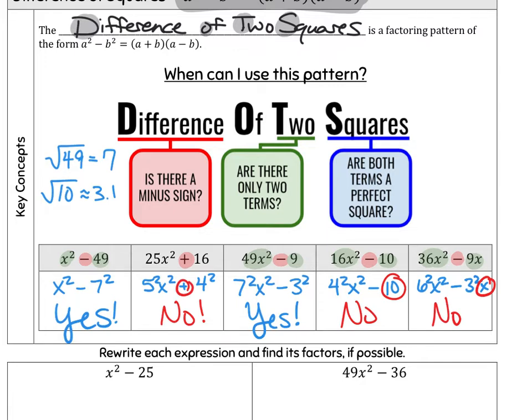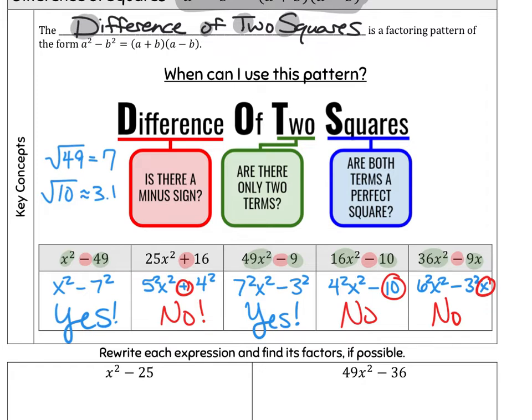Okay, so let's start actually using it. Recognizing that you can use it is half the battle, then we actually have to use it. On the last one, 36 is x squared, x squared is x squared, 9 is 3 squared, but this has an x attached to it. Is that a square? No, so we can't use the pattern. Every single part of it has to be squared.